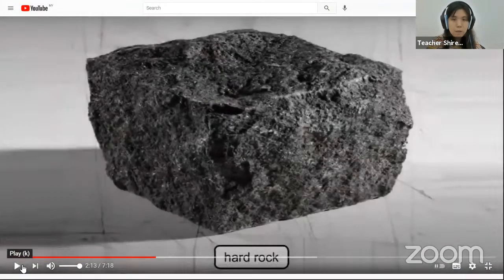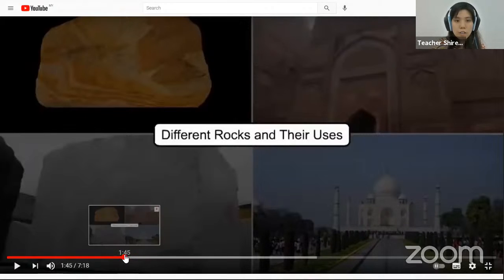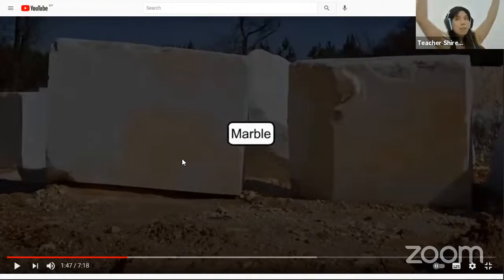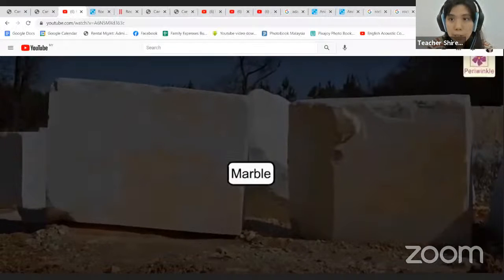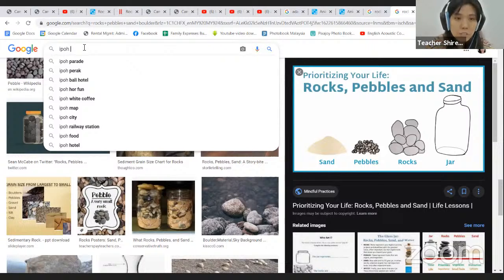Okay, so we have different characteristics for different types of rocks. Let's go through one by one. Marble, it's like a whole mountain. It's a huge mountain, just like Ipoh marble. Ipoh marble is white in color. When you go for holiday from KL to Ipoh, you can see a whole big mountain. Let me show you a picture of how it looks. It's like a mountain, but the mountain is not made of sand or rocks. It's marble, Ipoh marble mountain.